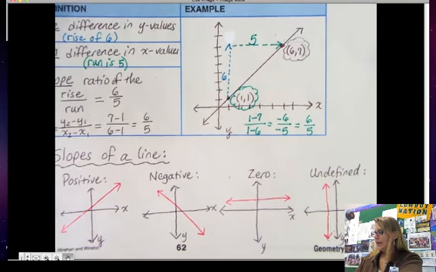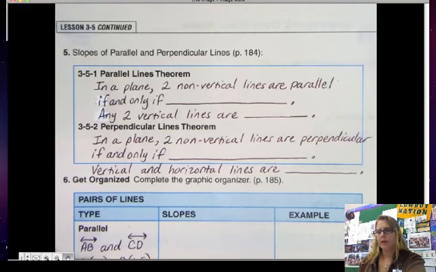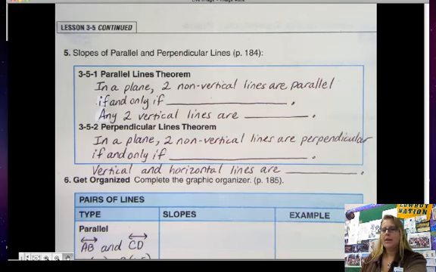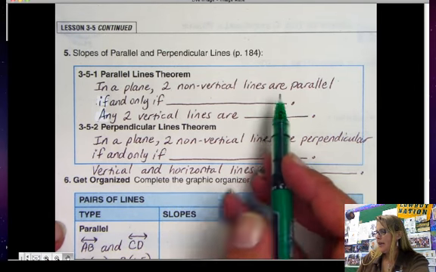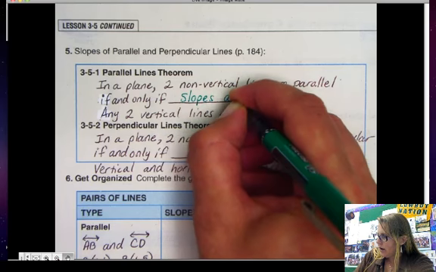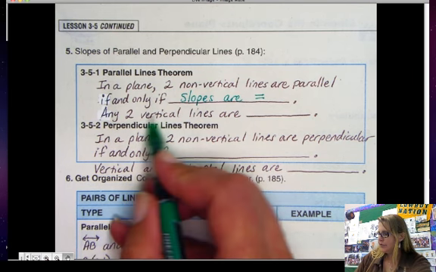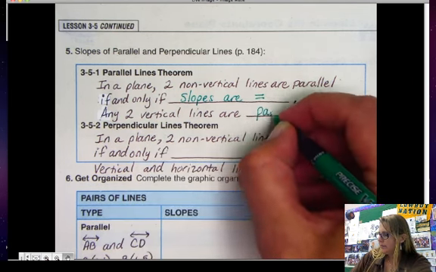Okay? Now let's talk about using this information for doing parallel and perpendicular. So if you are in a plane and you have 2 non-vertical lines, they are parallel if and only if their slopes are equal. So if you have one line that has a slope of 1/2 and another line that has a slope of 1/2, then you know that those 2 lines are parallel because they have equal slopes. Any 2 vertical lines will also be parallel.